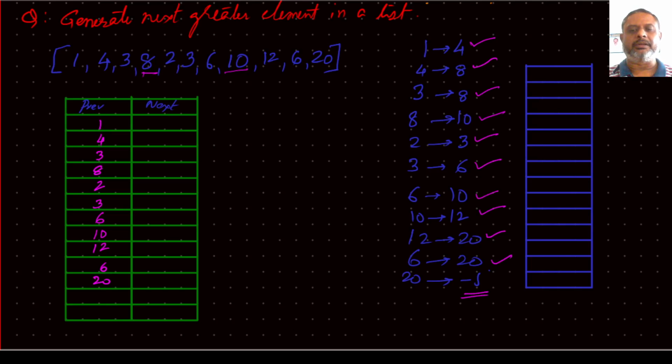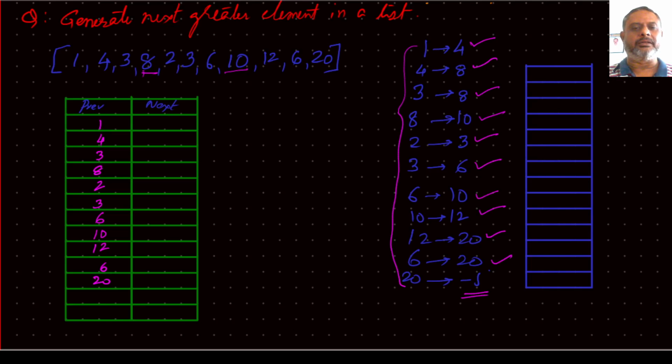So this is what is expected. This is the expected solution for this given problem. The problem is to generate the next greater element for each element in the given list. So in the example, we have a list here and we are expected to find these answers. What did we do? We started from here and went on looking, neglecting smaller values till we get a bigger value. So yes, you can do that.